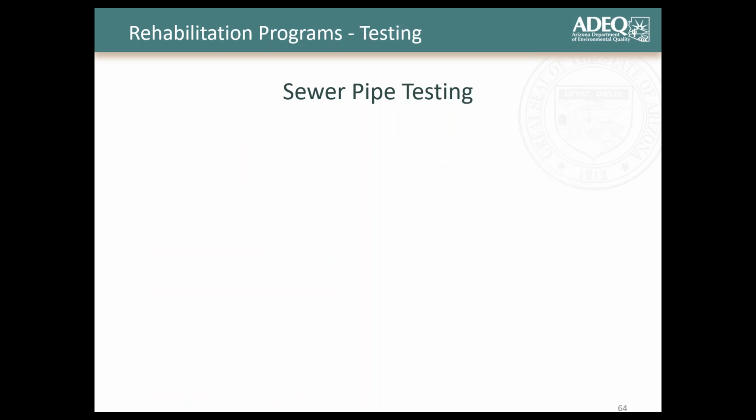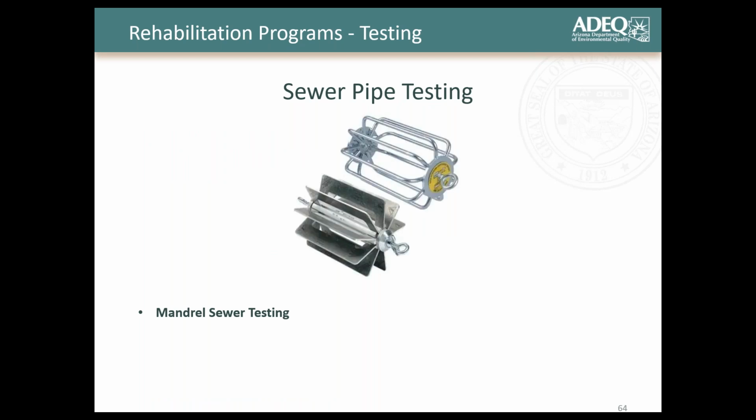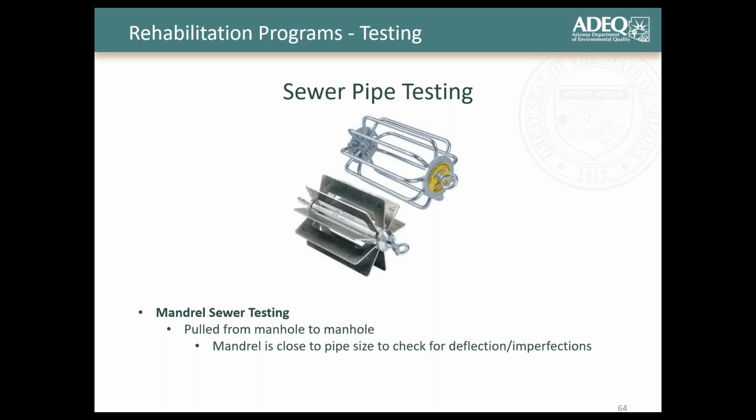And of course, after you make these repairs, you're going to want to test your repair. One of the most common and quick ways of testing your repairs is mandrel sewer testing. The mandrel is basically just pulled from manhole to manhole. The mandrel is set to the pipe size that you've just installed, or just slightly smaller than the pipe size, so it'll help you check for any imperfections.